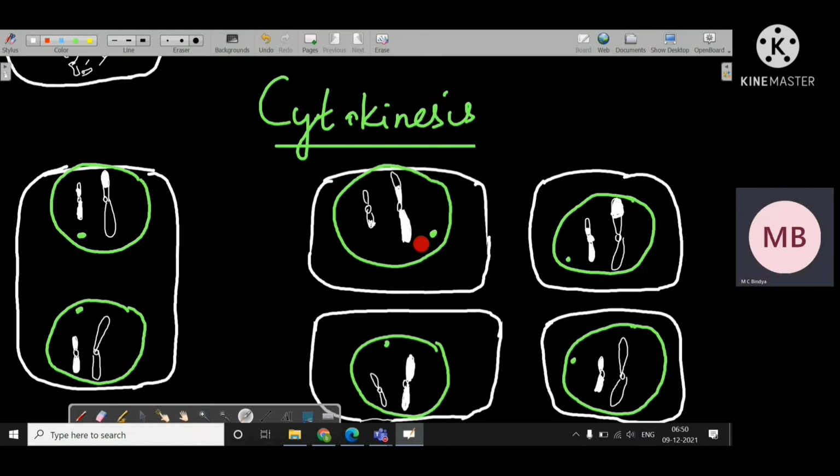And this kind of division, that is meiosis, leads to variation, and that's the significance, because of the exchanged gene segments during the prophase stage. And this meiosis is used for producing gametes in sexually reproducing organisms.